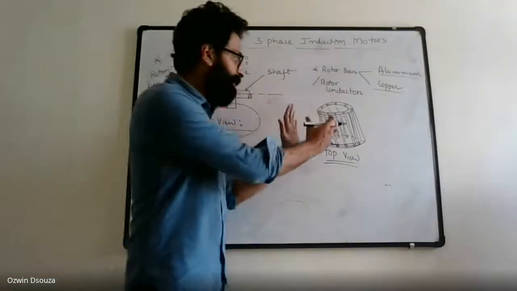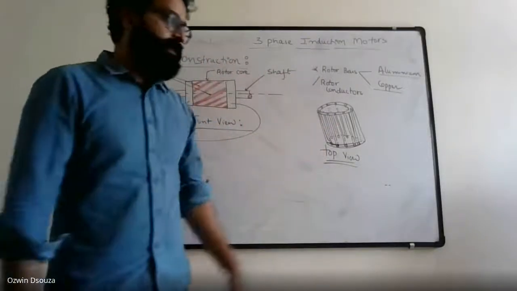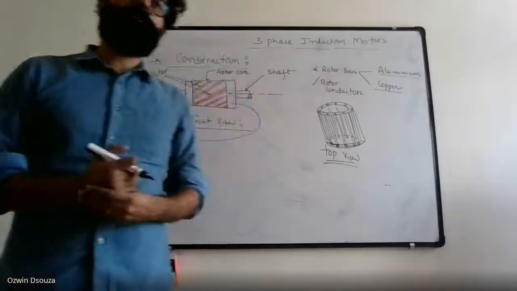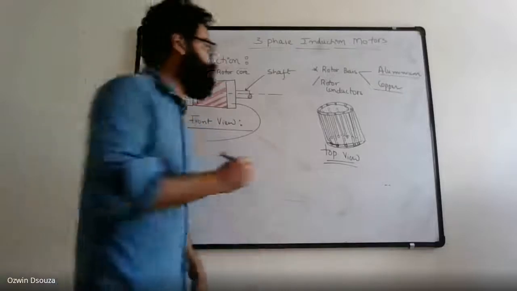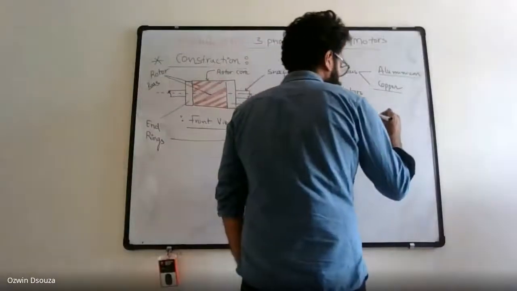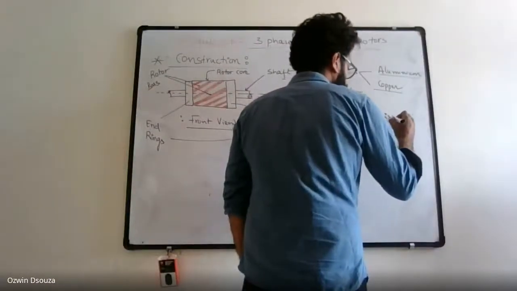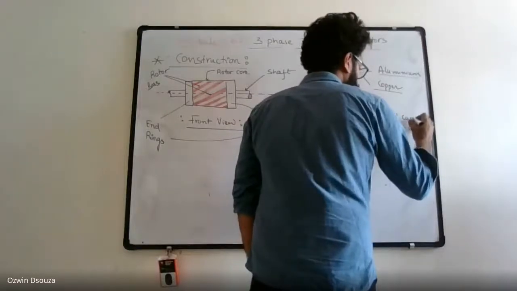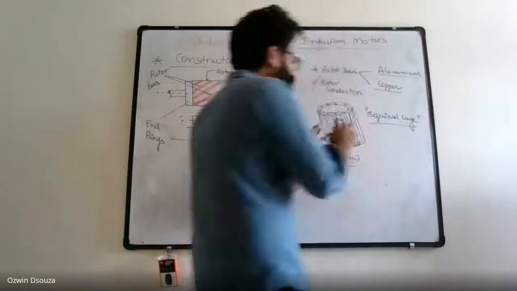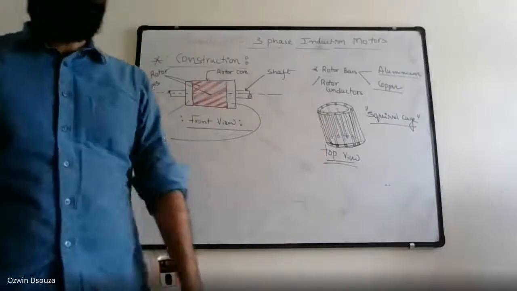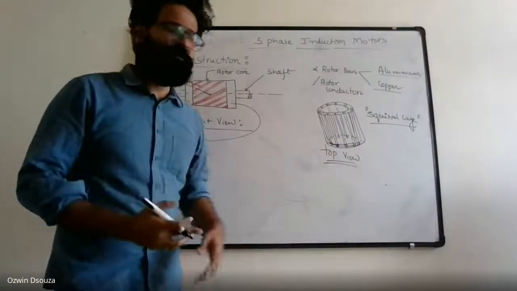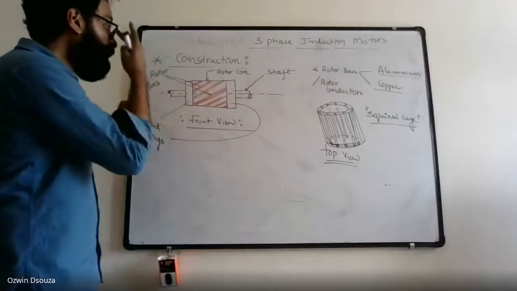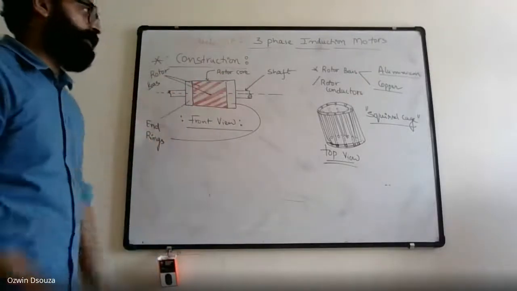Now the rotor looks like a cage. Since the appearance of the rotor takes the shape of a cage, the name is squirrel cage. If possible, try to draw this diagram in the examination. If you are not able to, it's fine. You can just draw this diagram, provided you show all the parts.